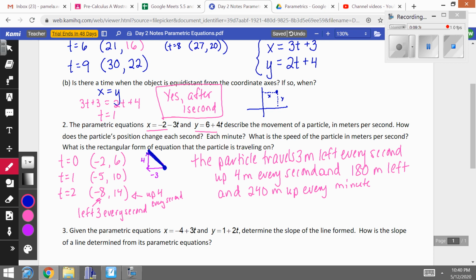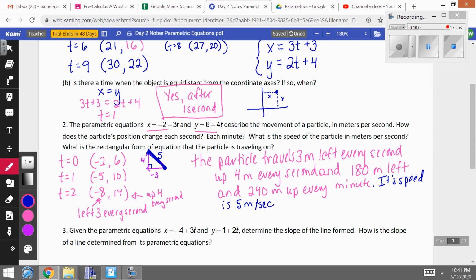So every second, it's going to go whatever this distance actually is. If you notice, this is a right triangle. 3 squared plus 4 squared would equal 5 squared. So that actually means its speed is 5 meters per second.